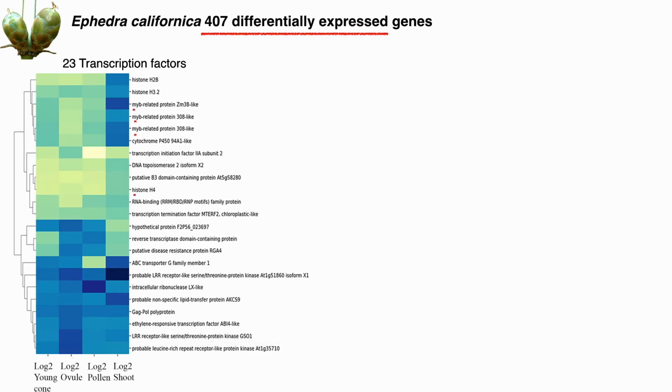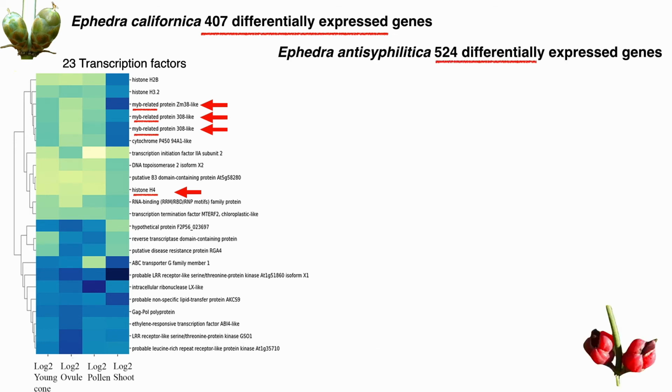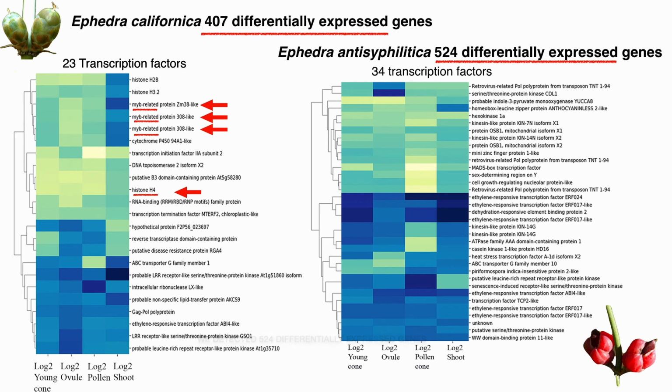And we detected many MIP-related genes and histone 4s that are known to be involved in ovule development arrest. And in Ephedra antisyphilitica, we detected 524 differentially expressed genes, from which 34 are transcription factors.